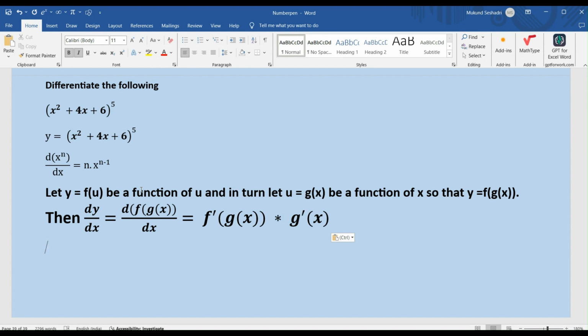Let y equals f of u be a function of u, and in turn let u equal g of x be a function of x, so that y equals f of g of x. Then d by dx of y equals d by dx of f of g of x, which is equal to f dashed of g of x into g dashed of x.